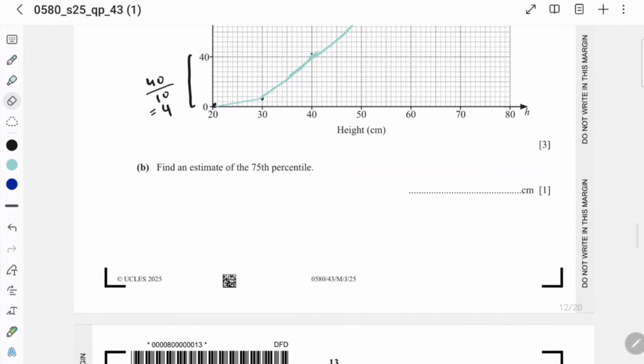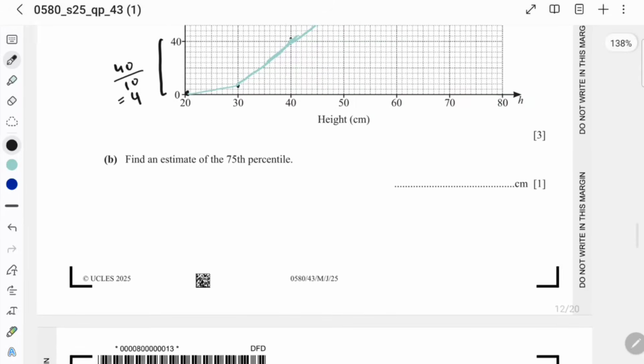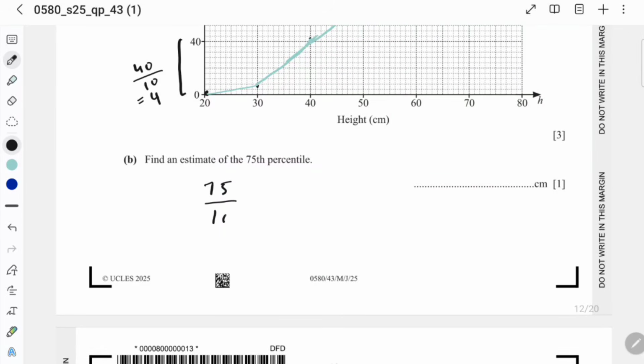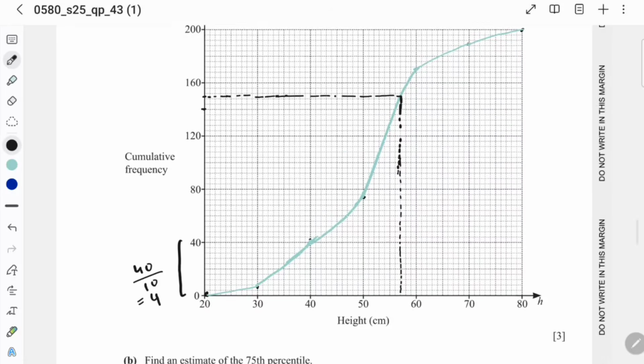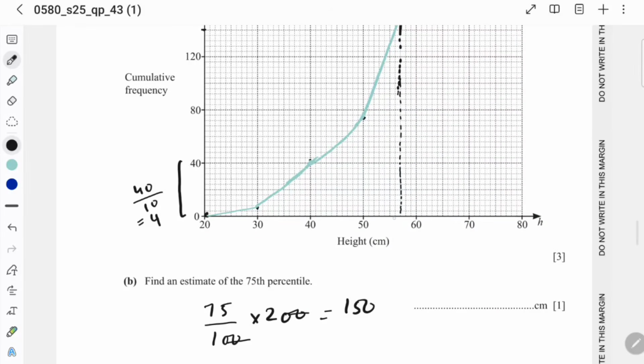Find and estimate the 75th percentile. So 75% of 200, the total frequency, is 75 over 100 times 200, so that is 75 times 2, which is 150. Look at where 150 reaches. This is 120, this is 140 and this is 150. Just draw the line from this point and check. So it's coming around 55, 56, 57.